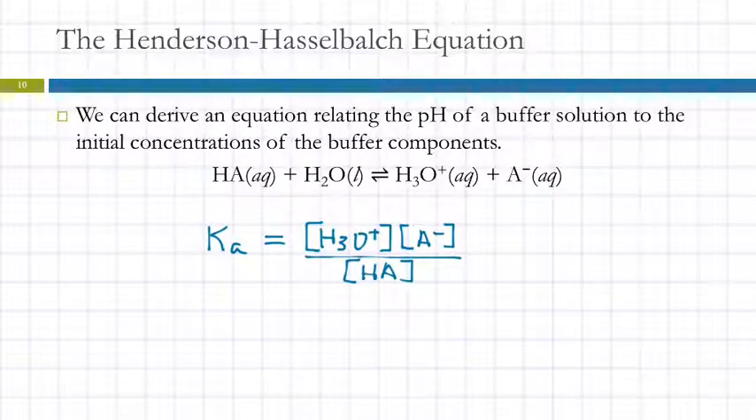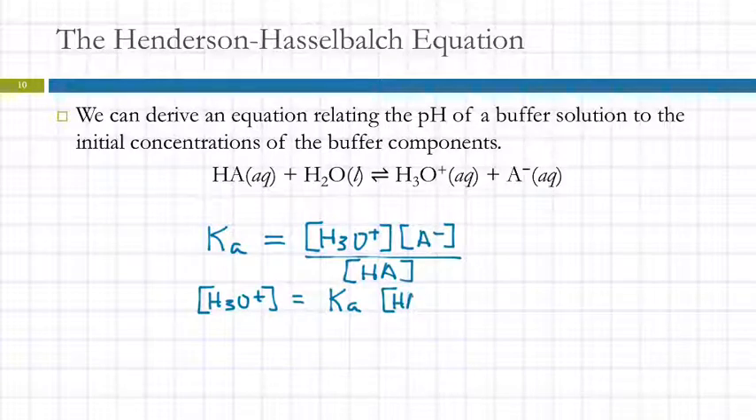What we're trying to figure out is how does the pH relate to these other things? So the pH is going to be related to the hydronium ion concentration. So let's separate the hydronium ion concentration. So I'm going to rearrange this equation so that I get the hydronium ion concentration is going to be equal to Ka times HA over A minus.